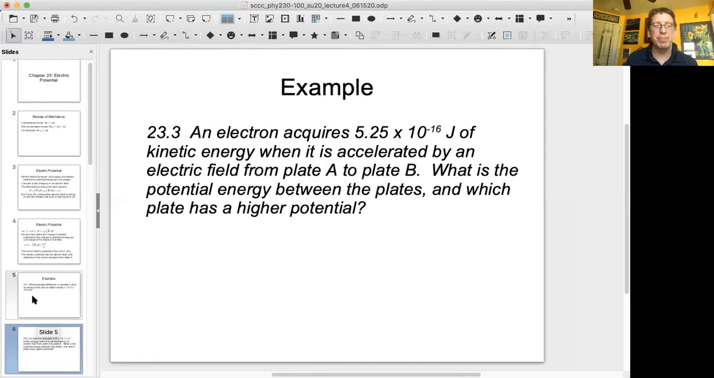And this is also in the book. This is problem 3 in chapter 23. So again, it involves an electron. An electron acquires 5.25 times 10 to the negative 16 joules of kinetic energy when accelerated by an electric field from plate A to plate B. So what is the potential difference between the plates, and which plate has a higher potential? The second part is actually easier to solve. So we'll look at this qualitatively first, just like we looked at the last one qualitatively first.